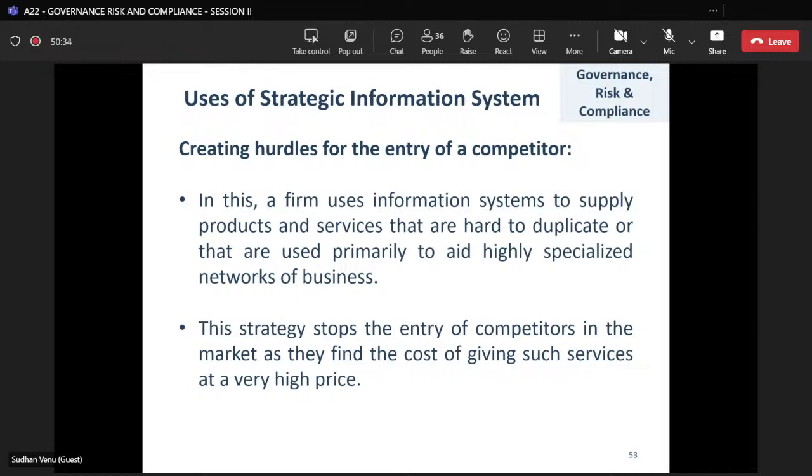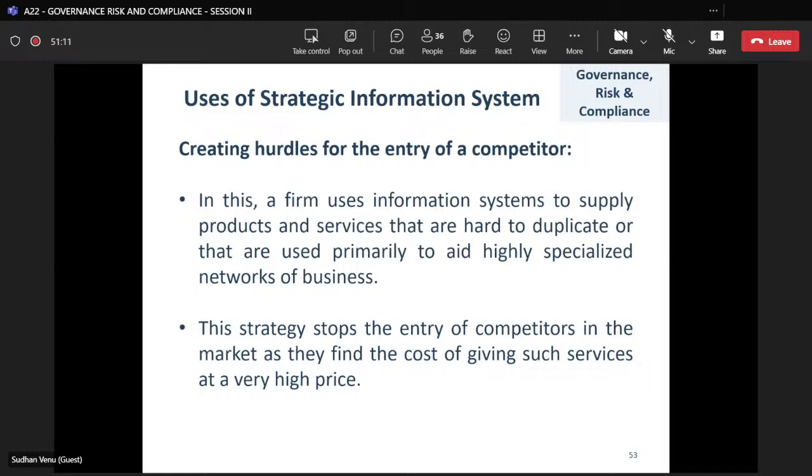It is helpful for creating hurdles to the entry of a competitor in terms of strategic information systems, and improving marketing by generating databases. So if you are improving your marketing strategies, and you are getting all the information from the databases, that will be useful in terms of strategic information systems, and locking customers and suppliers.